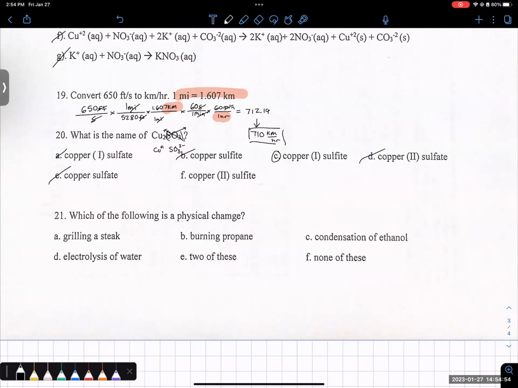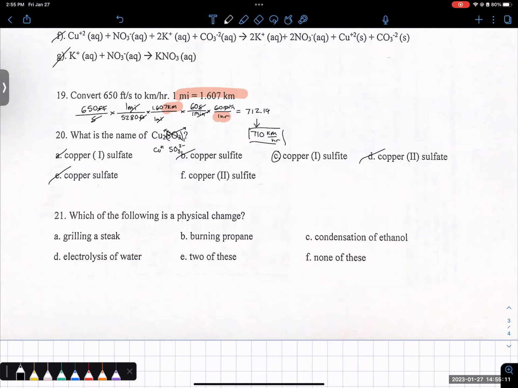Okay, no questions. Last one. How do I know when to reverse crisscross? It's when it's asking for a name and you're given the ionic formula, or the formula of an ionic compound.